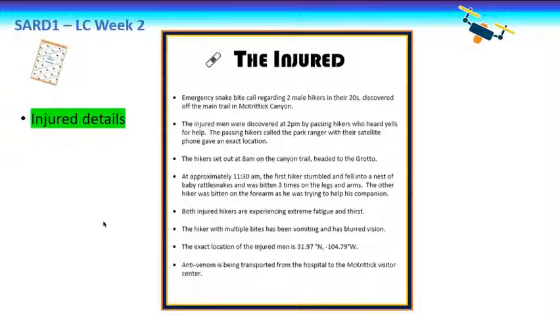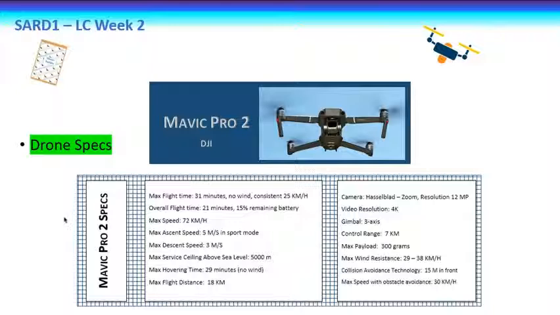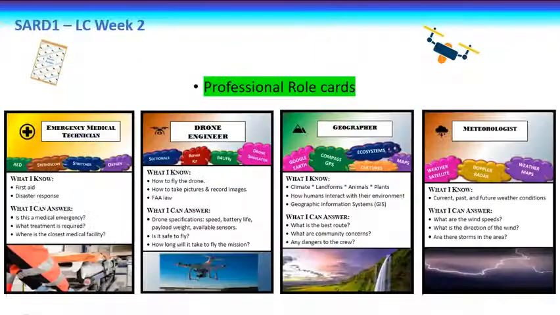Here are some details about our hikers and their location. And this is in the mission notebook as well. You will find drone specs or specifications. This is one of the drones that we're using. We have two to choose from. The other is a Phantom, and there's a specs page on both of them.